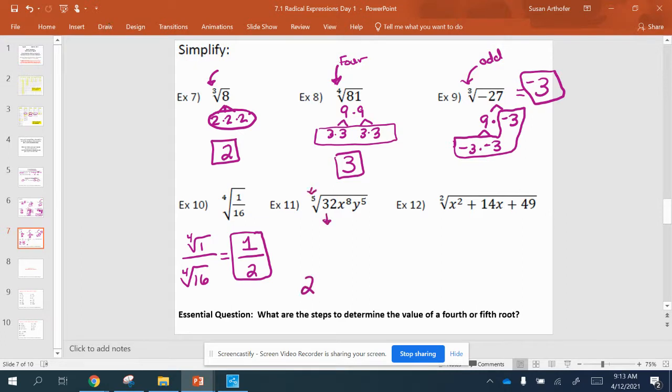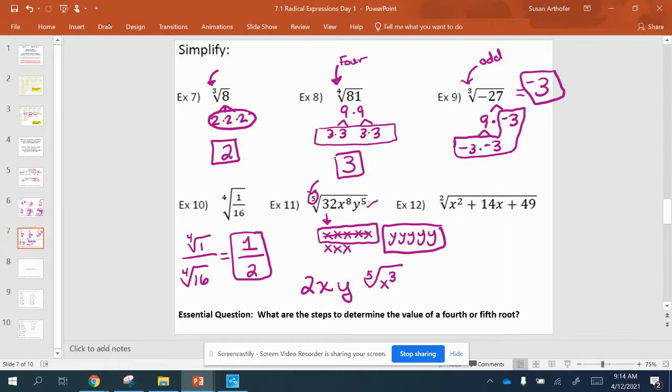Now it takes 5 to get out. I have x to the 8th. 1, 2, 3, 4, 5, 6, 7, 8. It takes 5 to get out, so an x got out. What is left then is 3. X to the 3rd has to stay in the inside. Now I'm going to do the y's. 1, 2, 3, 4, 5. So the fifth root of y to the fifth comes out as just y, and here's our final answer.